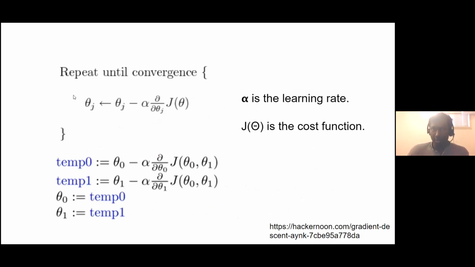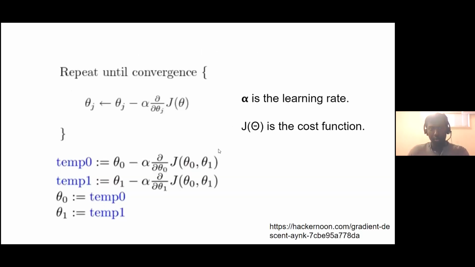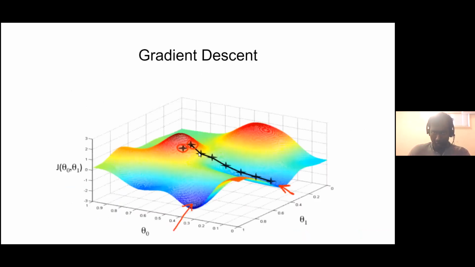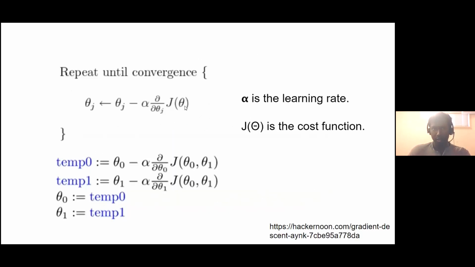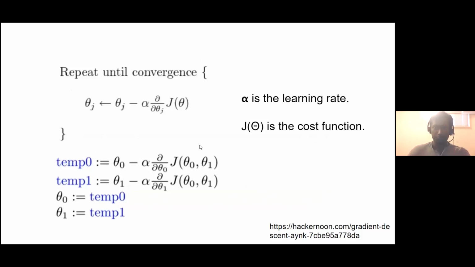And you update your theta, or you take a step in one direction, based on the slope of the cost function times some alpha. Alpha is like how long this step should be, or the step size. And this derivative of J(theta), if you're familiar with calculus, it's just the slope. So alpha is the learning rate or the step size, and J(theta) is the cost function.